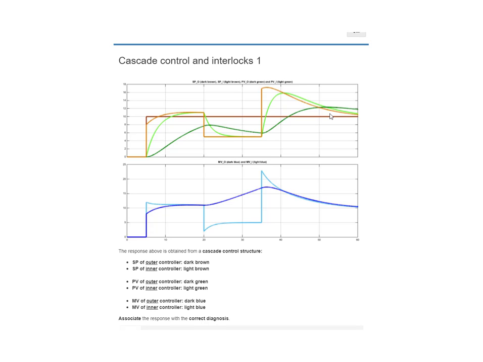It's time to do a little quiz, and the quiz is about cascade control and interlocks, right? So here in the top plot, what you see are the SPs and PVs associated to this cascade. In the dark colors, you always see the curves associated to the outer loop. So for instance, in dark brown, the outer set point, and in dark green, the outer PV. And you have something similar for the MVs. So in dark blue, the outer MV, and in light blue, the inner MV, right?